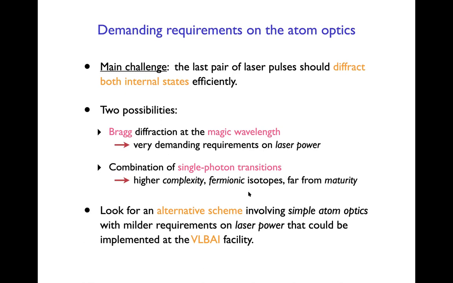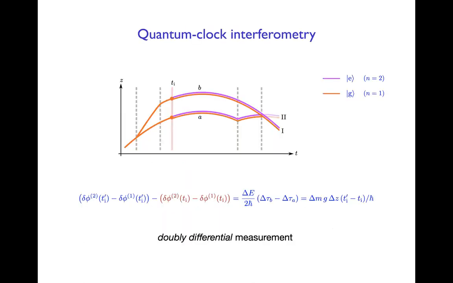So based on that, I looked at an alternative scheme that can be implemented with much simpler atom optics, these diffraction gratings, and with very mild requirements on laser power. They could be implemented in principle right away with this VLBAI facility, this 10-meter atomic fountain that is becoming operational in Hanover.